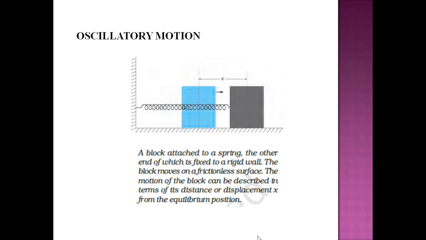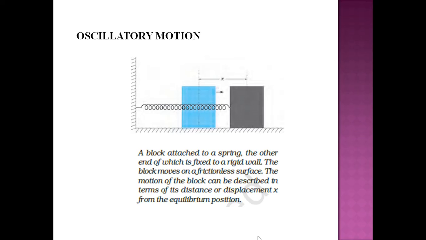Here we have a block attached to a spring. The other end is fixed to a rigid wall, and the block moves on a frictionless surface. The dark part of the block shows that it is extended further away from its equilibrium position and let go. Now, when it is let go, it exhibits oscillations on the surface. Finally, it comes back to its equilibrium position as shown by the blue block. That will be the equilibrium position of the block coming to rest after the oscillations.